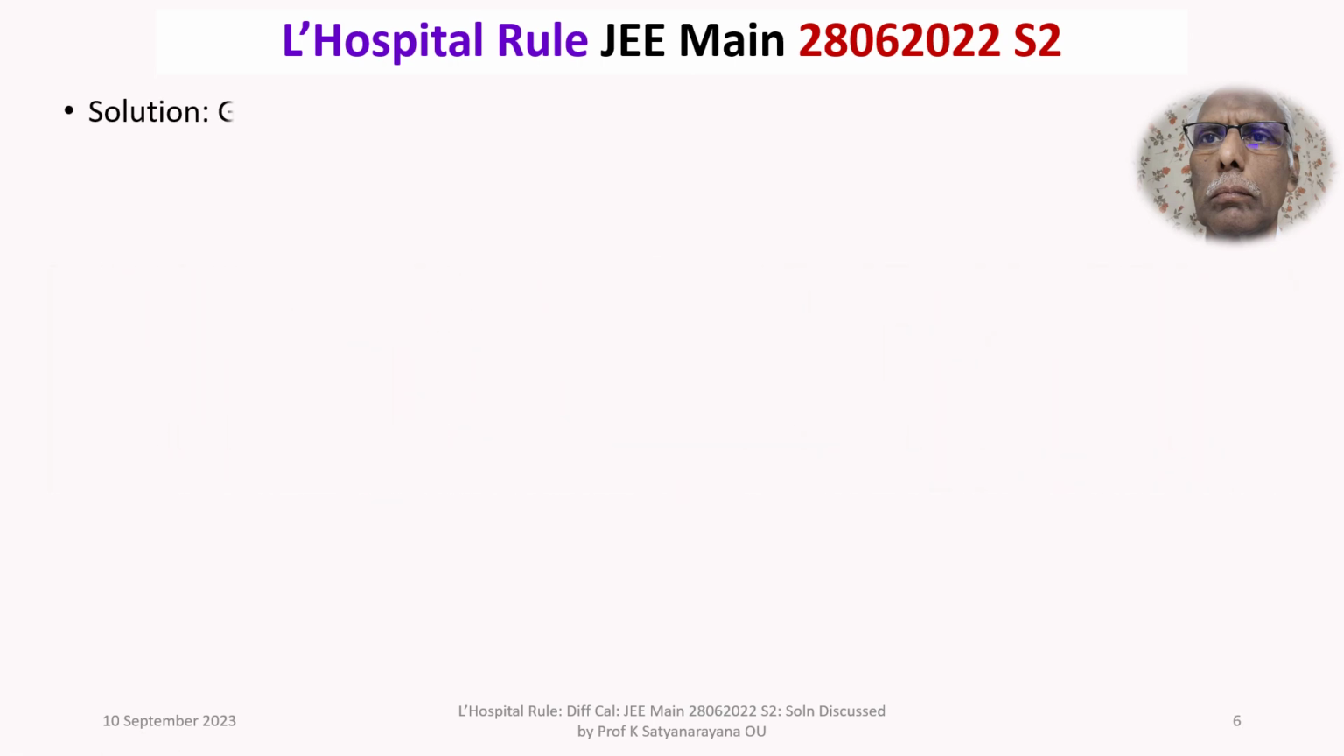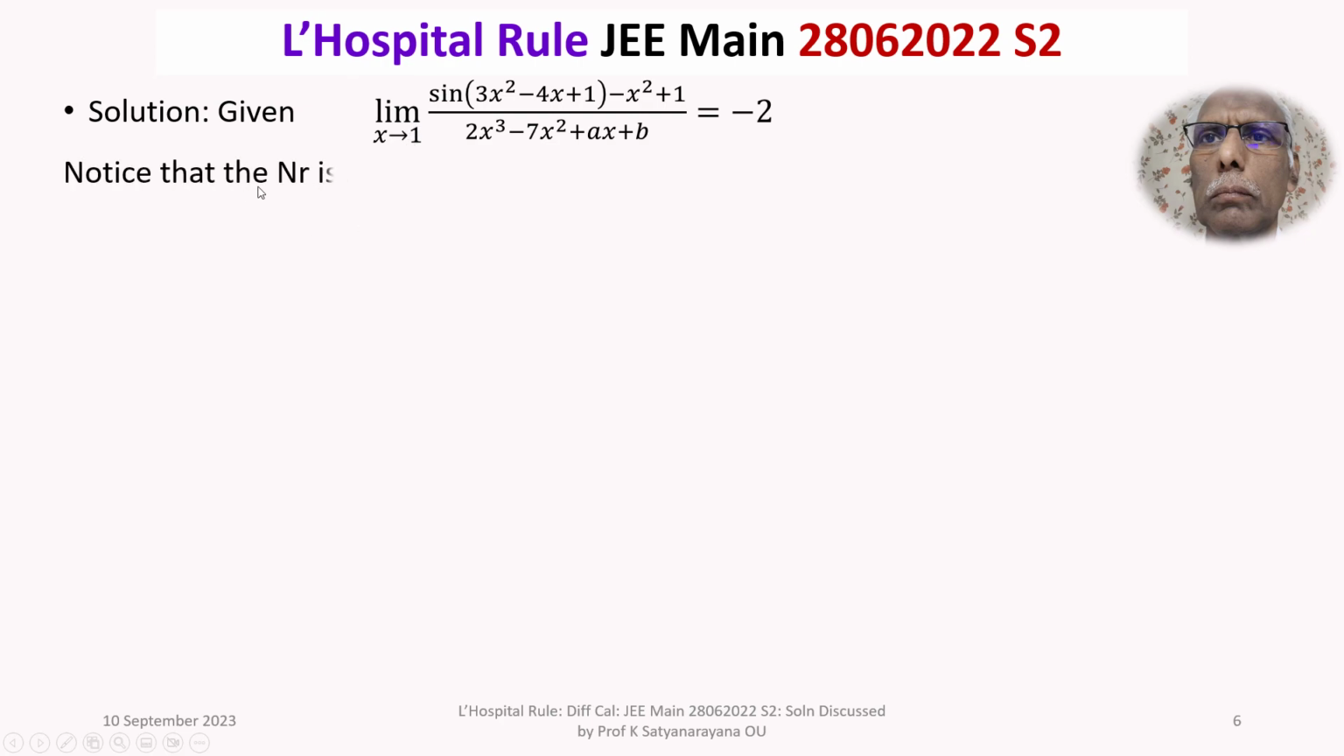We now discuss the solution of the problem in detail. We are given that the limit as x tends to 1 of this quotient is equal to −2. We notice that as x tends to 1, the numerator is sine of (3x² − 4x + 1), which is sine 0, that is 0, minus x² plus 1, that is minus 1 plus 1, which is 0. So the numerator is 0 as x tends to 1.